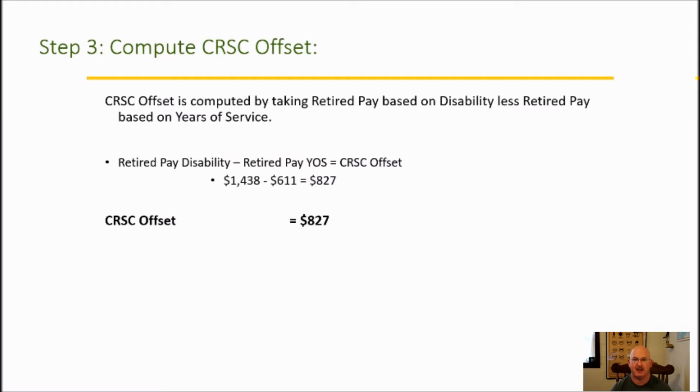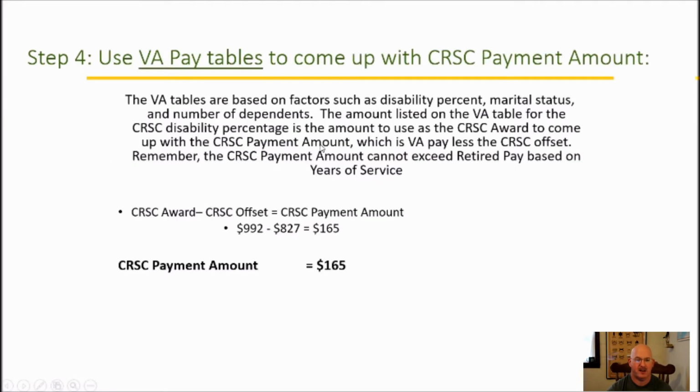So this is how that happens, because there's a minimum offset that occurs as you're seeing here, and here's how the math works. In order to come up with the CRSC payment amount, you're going to be told what the CRSC percentage is, and from that you will go to the VA compensation table for your particular status.